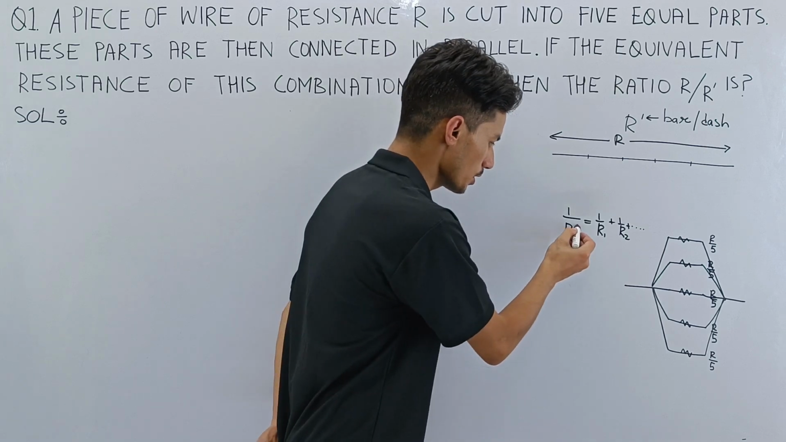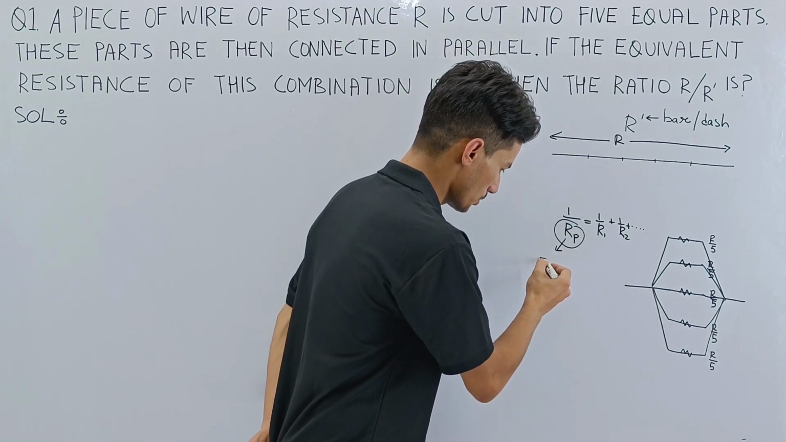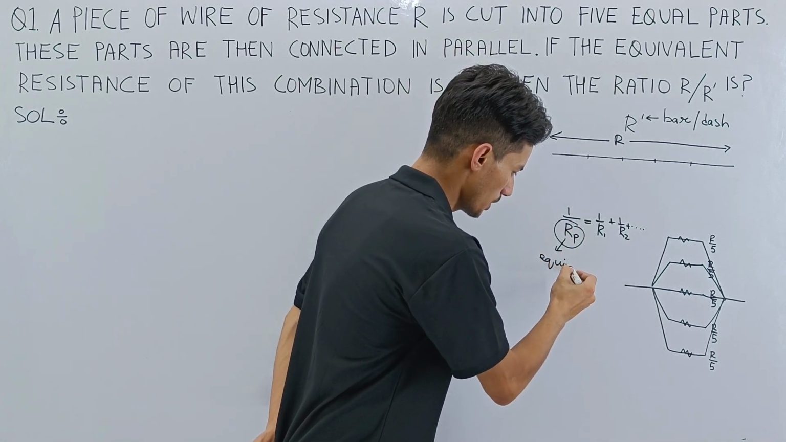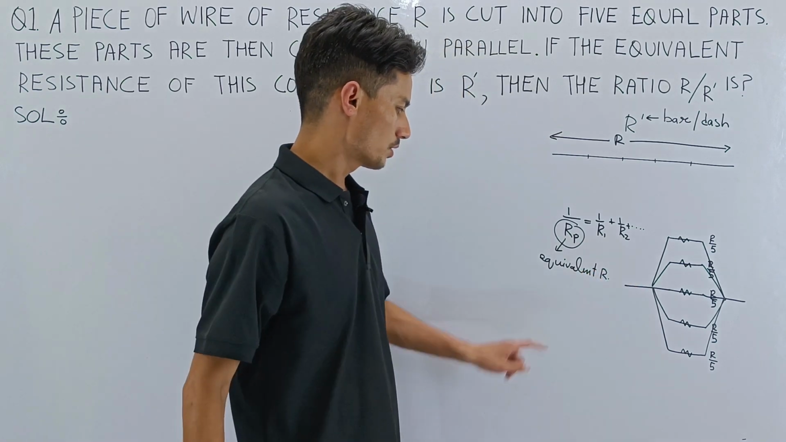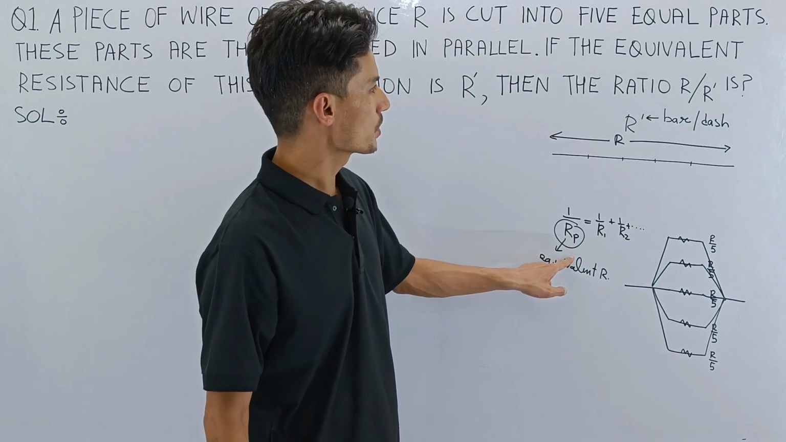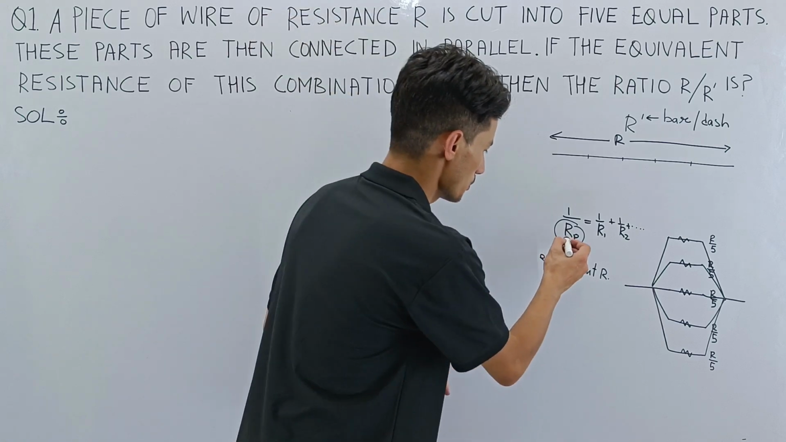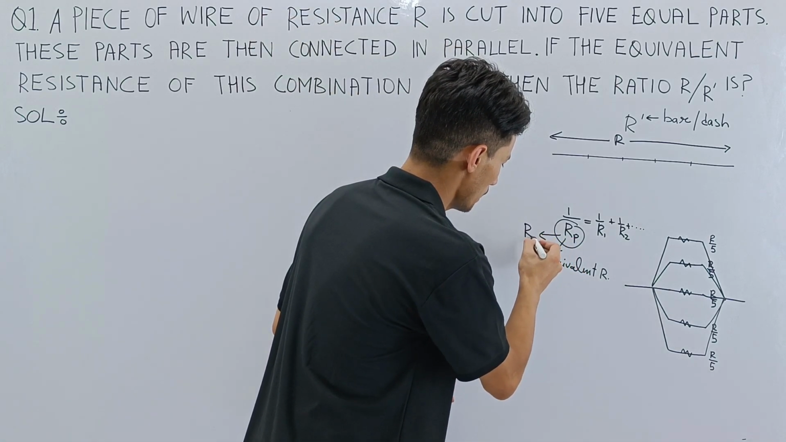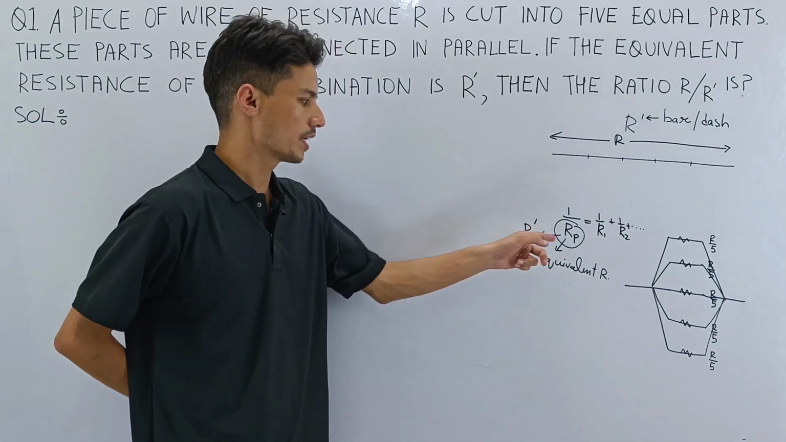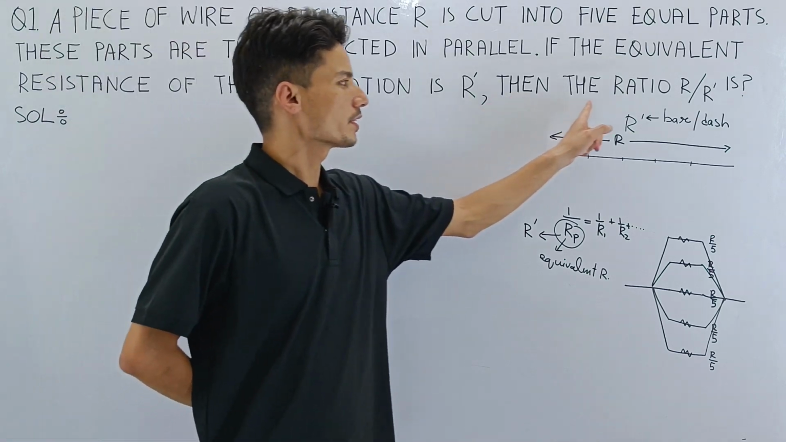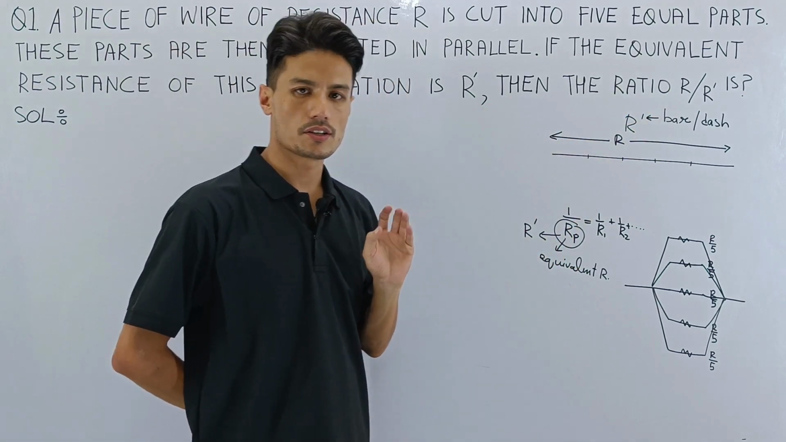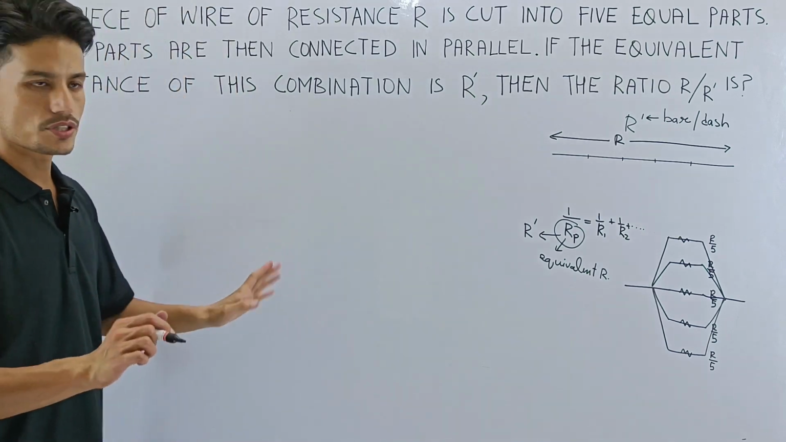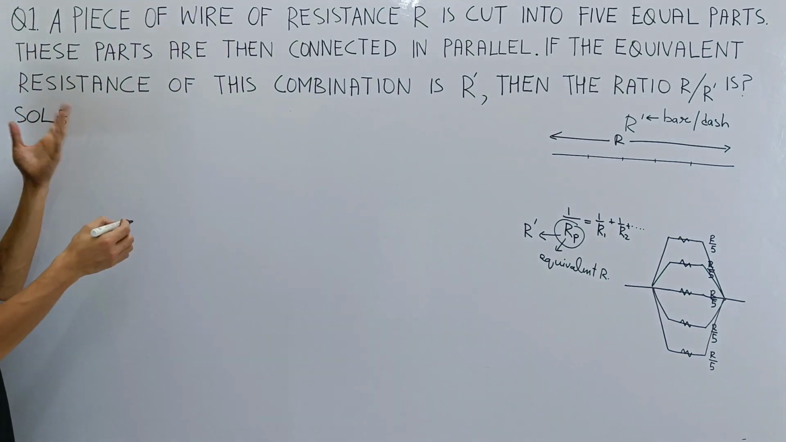So this is called the equivalent resistance. This is given to us. This, as per the question, will be R bar. This is what the question is telling us. And then we have to find the ratio of R, which is this one, divided by R bar.